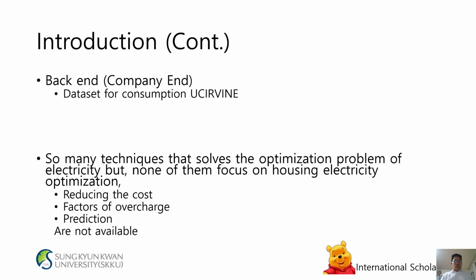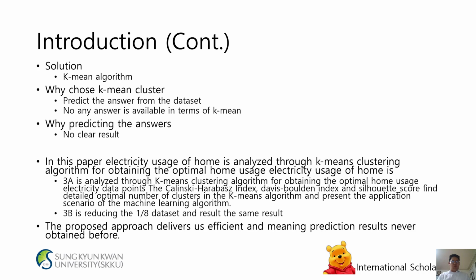There are many techniques that solve the optimization problem of electricity, but none of them focus on housing electricity optimization. Reducing the cost factor and overcharge prediction are not available. The solution is the k-means algorithm. Why choose k-means clustering? To predict the answer from the dataset. No answer is available in terms of k-means, and there is no clear result.